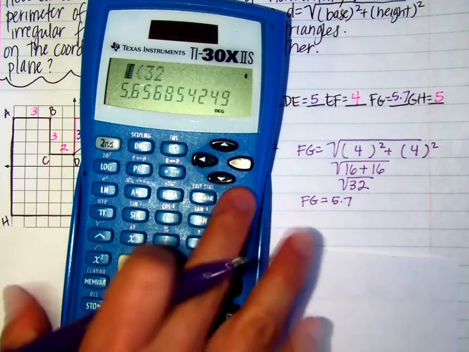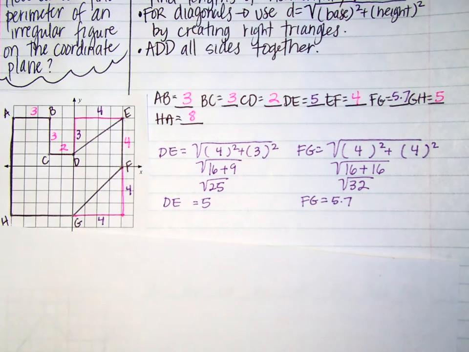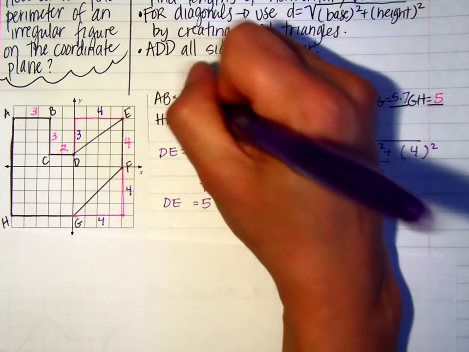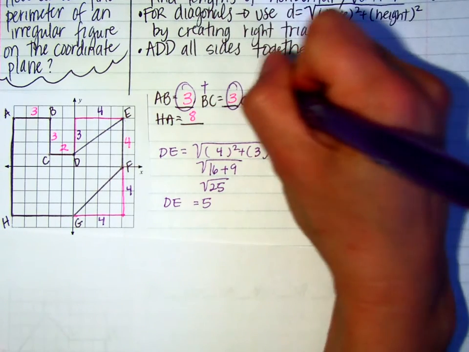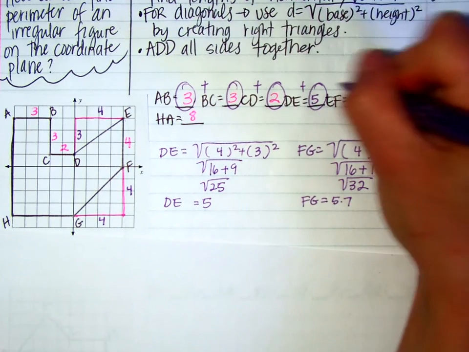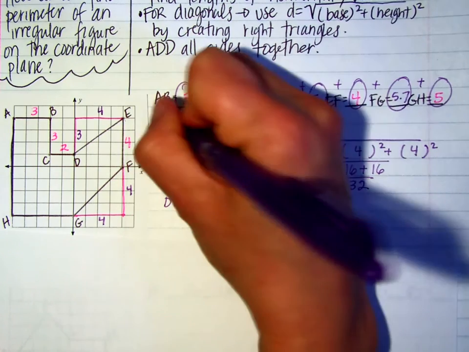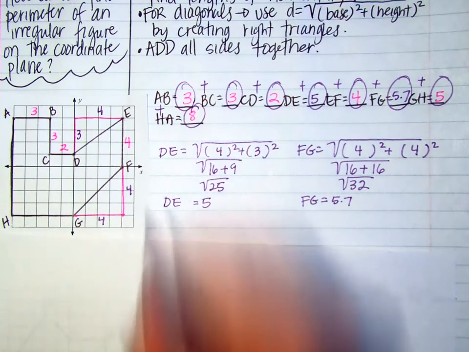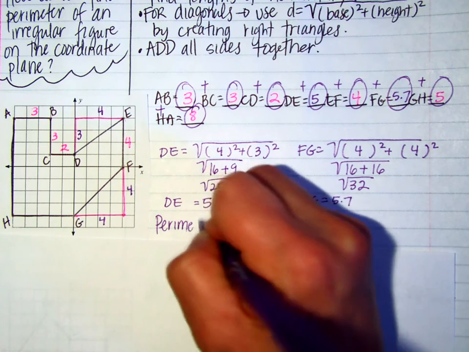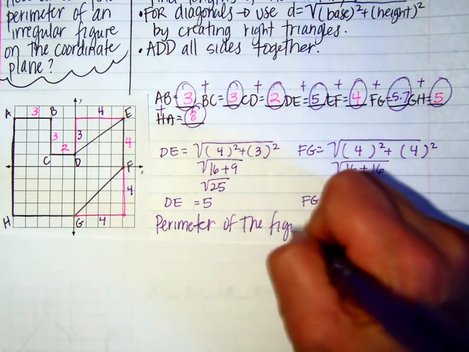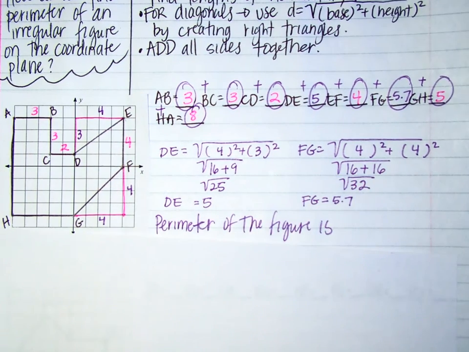Okay? Now that we finished, now we're going to add all of these up. So 3 plus 3 plus 2 plus 5 plus 4 plus 5.7 plus 5 plus 8. And then we're going to get the perimeter of this figure. Okay? So with your calculator, if you can pause your video, add it up, and let's see what we get.